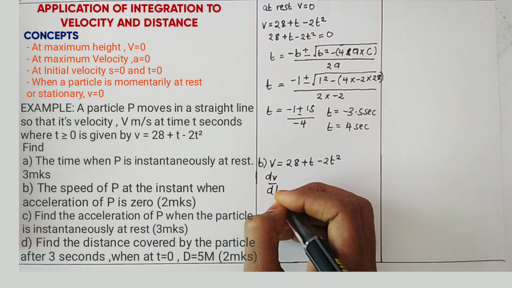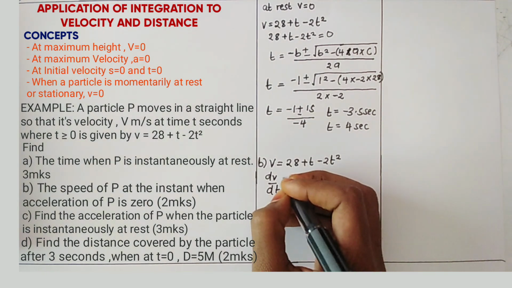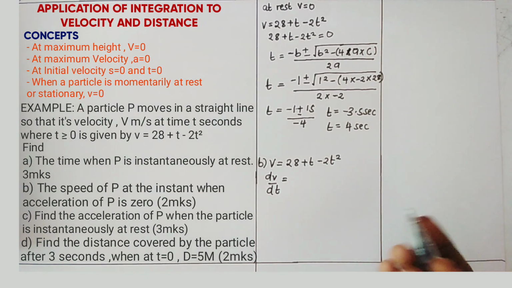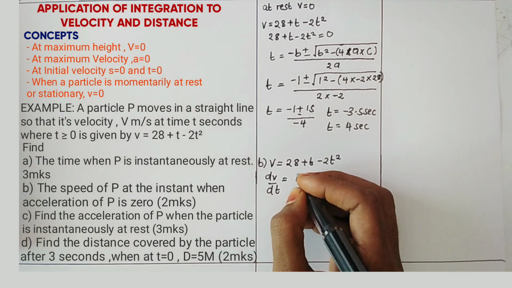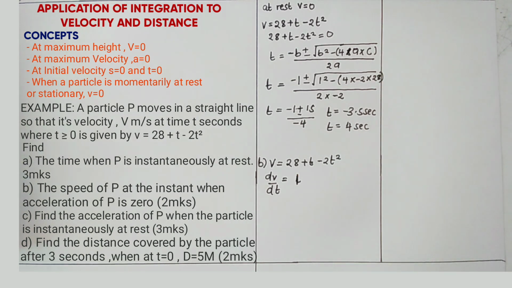We differentiate to find acceleration because we are going downwards. So for differentiation, when a number is constant, it is just 0. So it is t here. It will become just 1, right?